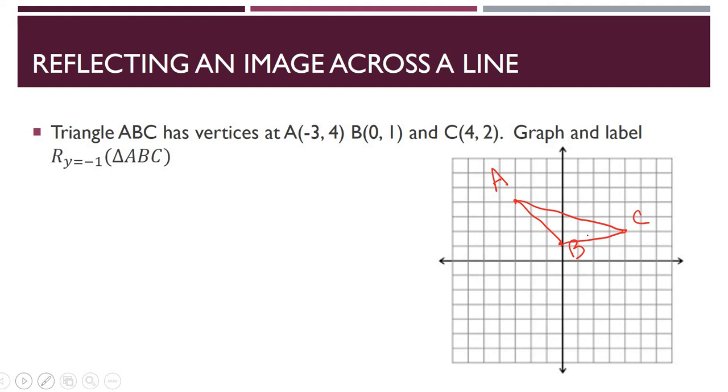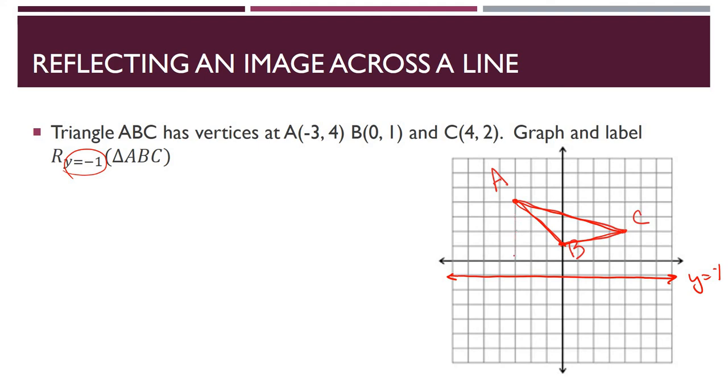Now, what if we want to reflect an entire image? So I have triangle ABC with vertices at -3, 4, 0, 1, and 4, 2. So this is my triangle ABC. And I want to reflect it across the line y equals -1. So there is my line of reflection, y equals -1.